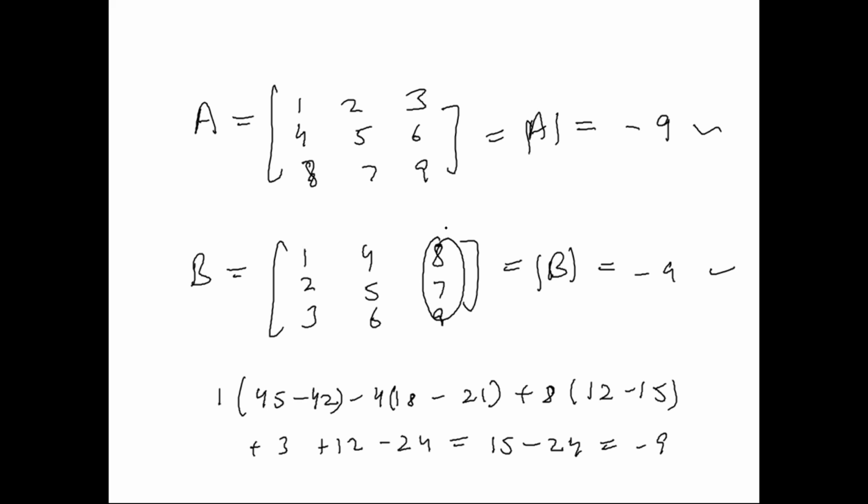Is that okay? Write down the third property. If two rows or columns of a determinant are identical, then the value of determinant is 0.